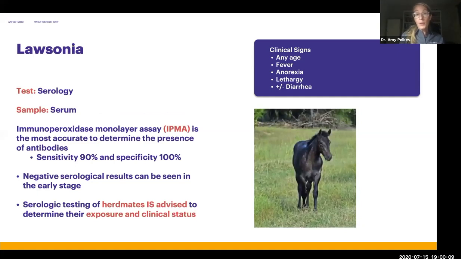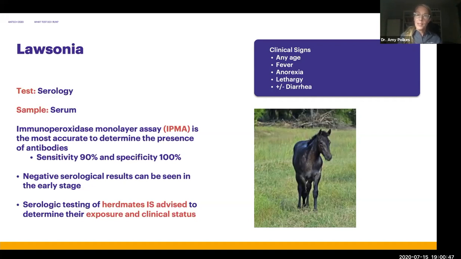Lawsonia is one of those diseases that I think has almost pathognomonic signs. I'm sorry, it does say any age, but this is in a yearling. You're going to see fever, not yearling, weanling, fever, anorexia, lethargy, plus or minus diarrhea. These horses generally have very low protein, so you see edema, their head is swollen. Again, they're in that weanling age. It has been diagnosed in adult horses, but it is most often in the weaning period.